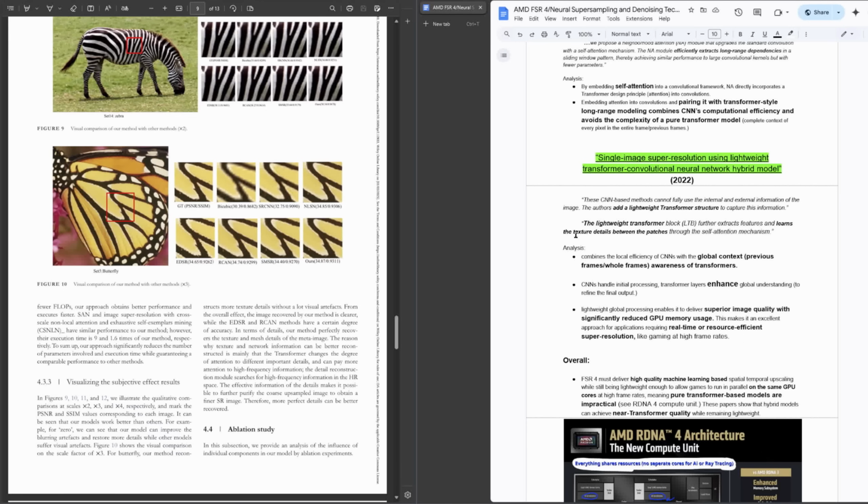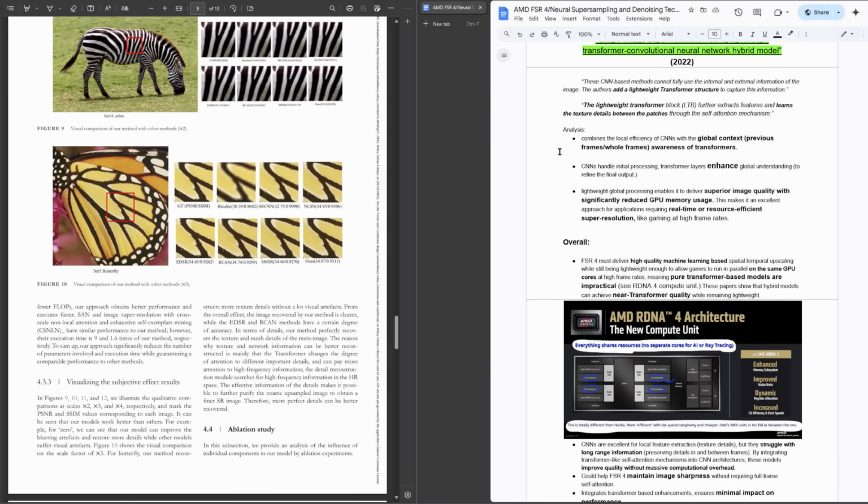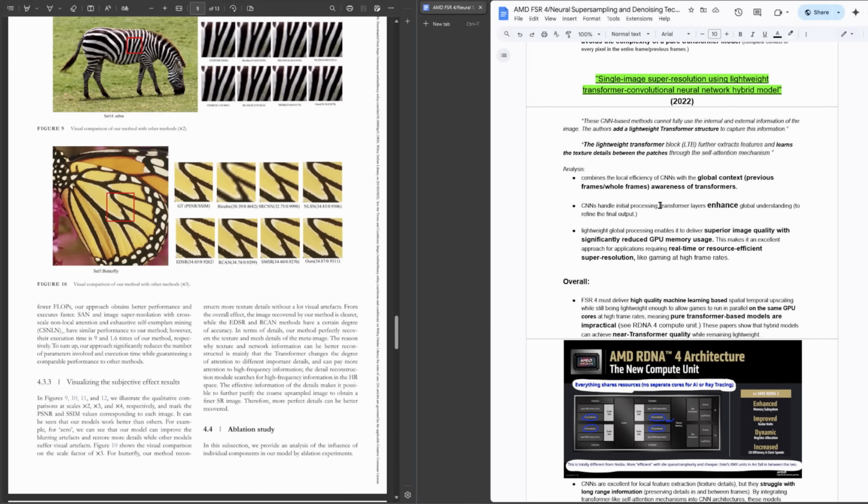I think the most significant part there is them saying that it learns the texture detail between the patches, because the CNN model is only able to look at the image in sections at a time. So it's only looking at one chunk at a time. And that's one of the reasons why it's so efficient. But then this transformer block on top of it is able to look at all that information and clean up any inconsistencies that it finds between the patches of the CNN layer. So yeah, this gives global context, which in this context means previous frames and whole frames. The CNNs are still the base of the model, and transformers are being used to enhance the output of the CNNs.